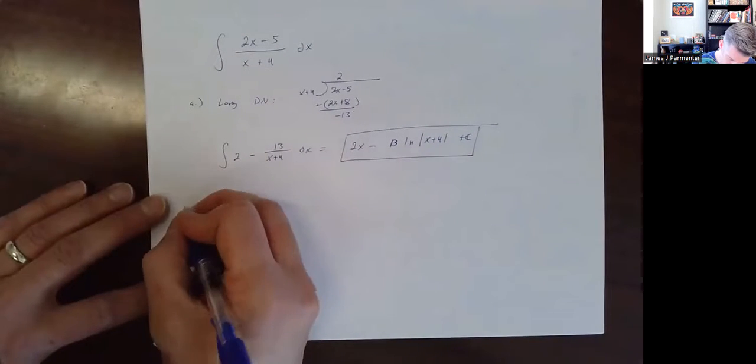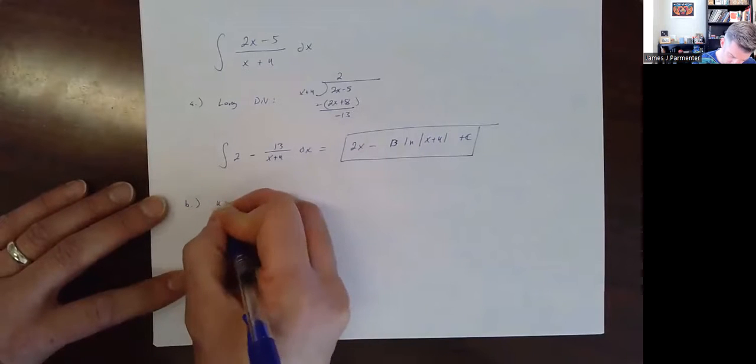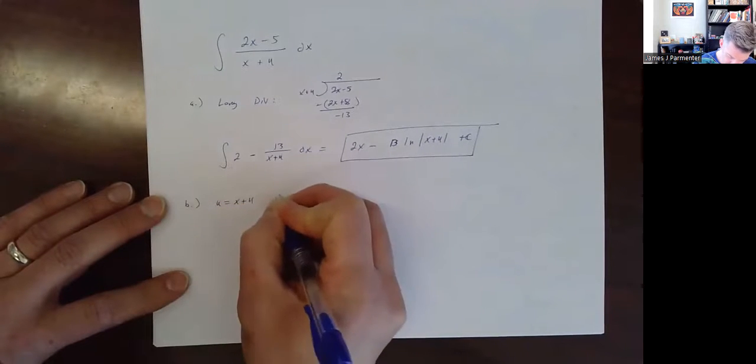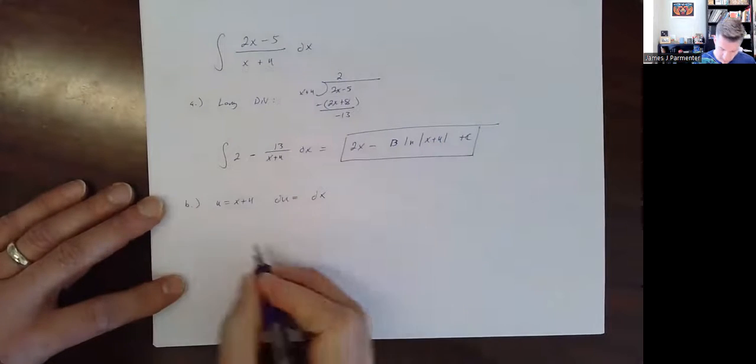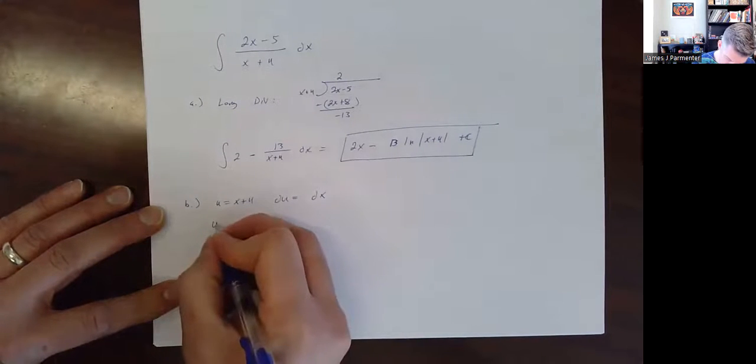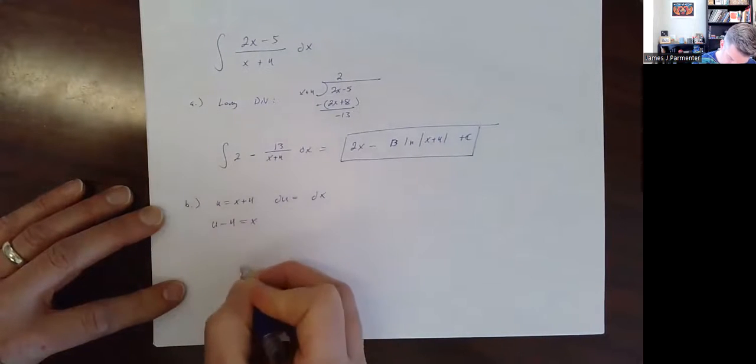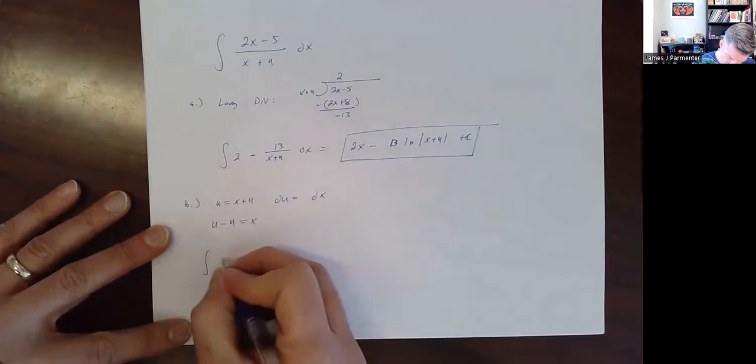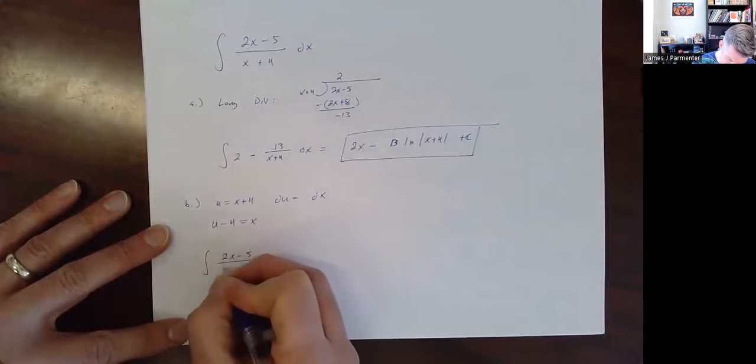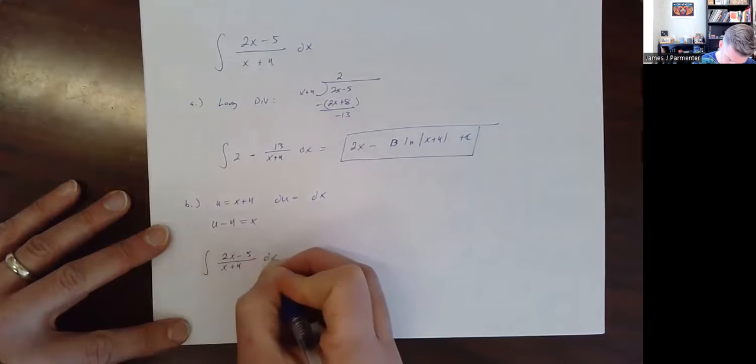Alternatively, we could do a u-sub. We could let u equal x plus 4, du will equal dx, and then we solve for x. So u minus 4 is equal to x. So we rewrite the integral of 2x minus 5 over x plus 4 dx as well.